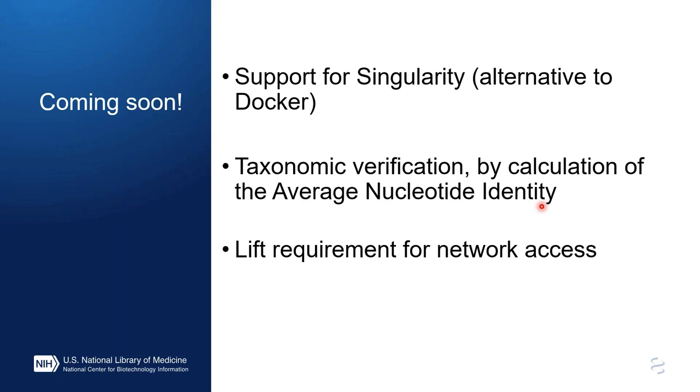We are also planning to add a taxonomic verification module. The taxonomic verification is done by calculation of the average nucleotide identity, ANI, which is a tool that GenBank uses when evaluating the quality of assemblies that are submitted. That allows you to get one step ahead and anticipate what sort of feedback you will get from GenBank. And finally, PGAP currently requires network access, and we're working on lifting this requirement, so that people working in biodefense or who have very sensitive data and don't want the pipeline to access the internet at any point can still run PGAP.